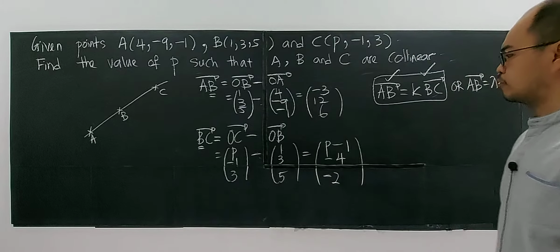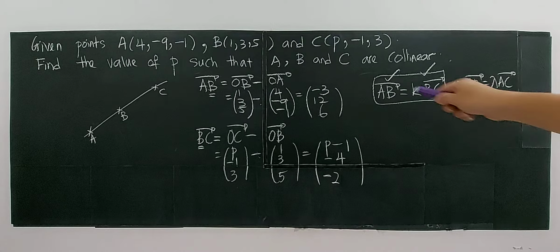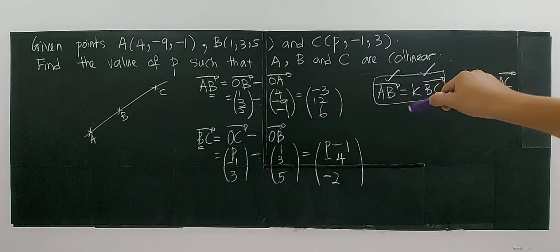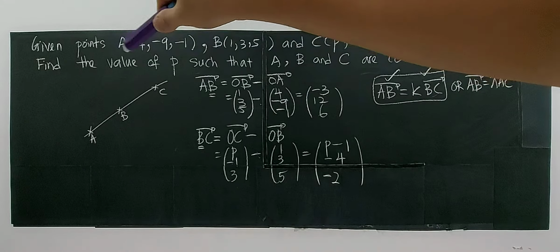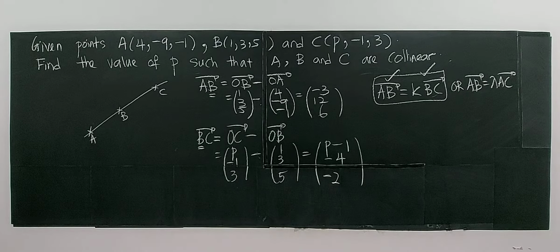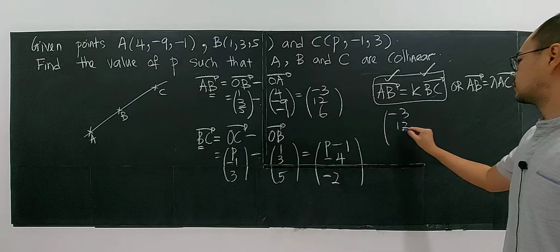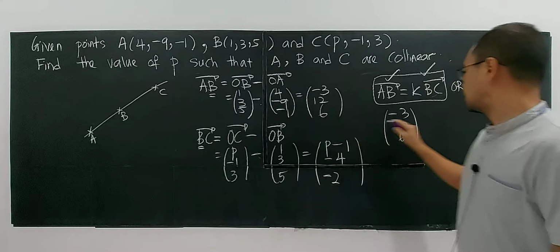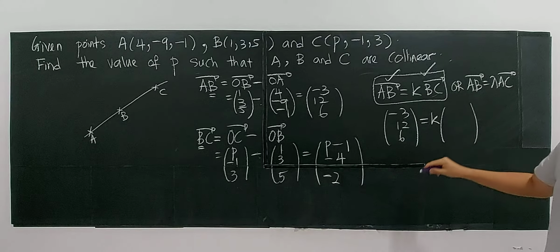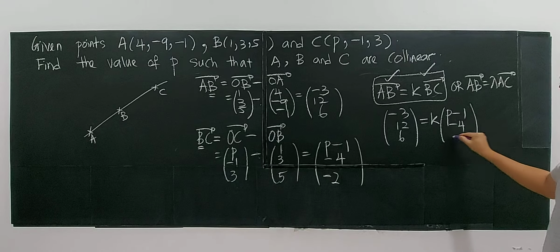So how to find the value of P here? You have to know this concept, right? This concept means that vector AB can be K times the vector BC because the question already tells you A, B, C are collinear, right? So we can use this. As AB is negative 3, 12, 6, the vector AB can relate by a scalar multiple of vector BC, right? BC is P minus 1, negative 4, negative 2.